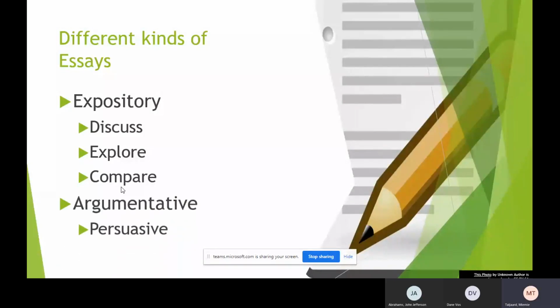The argumentative essay means that you have to convince your reader of your point of view. And we are going to explore the idea of what an argumentative essay is.